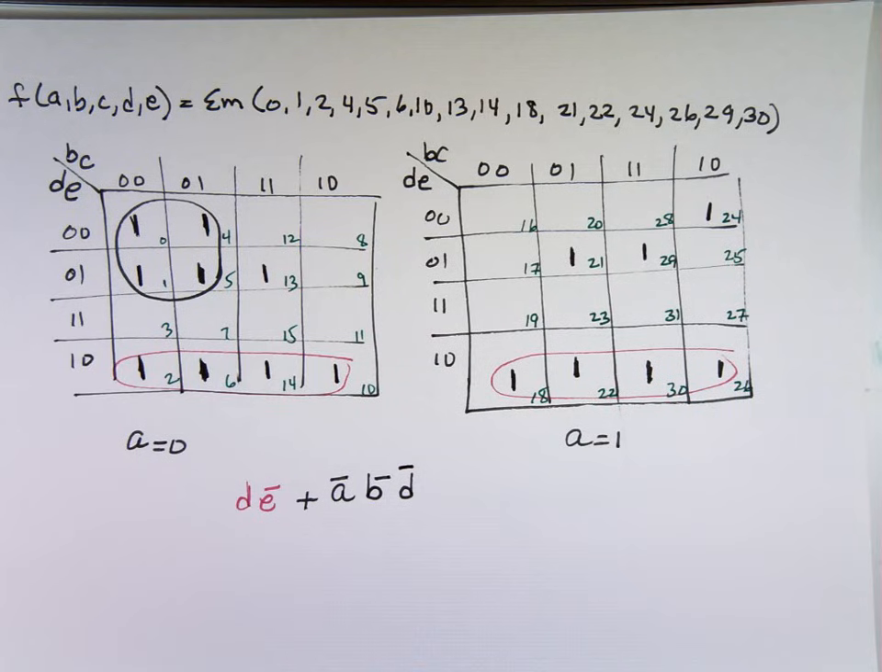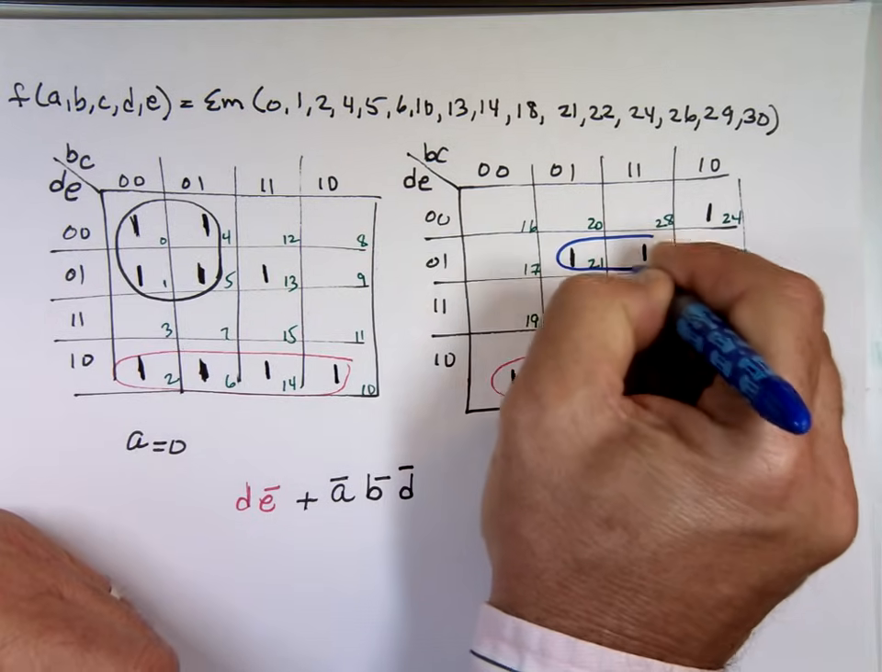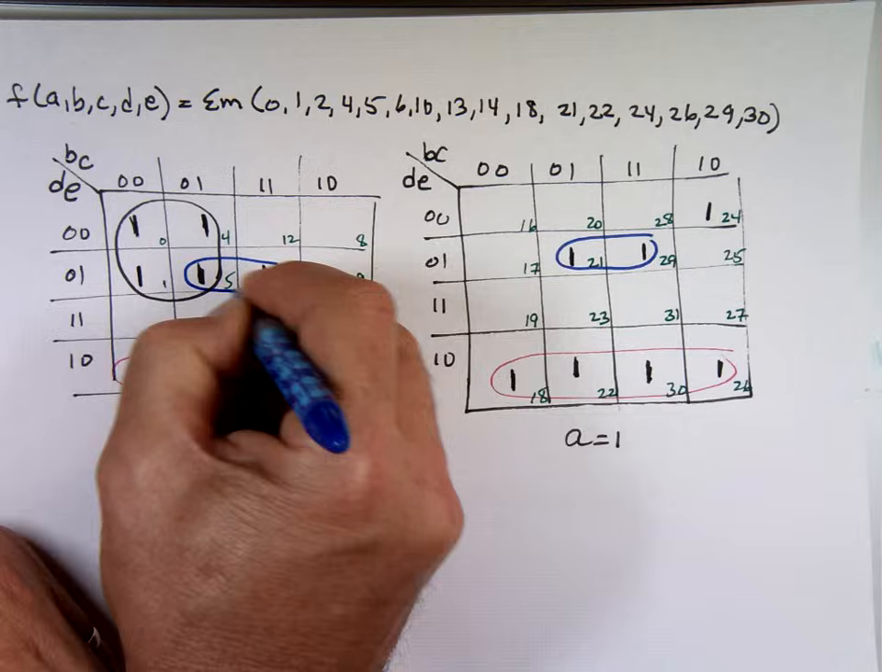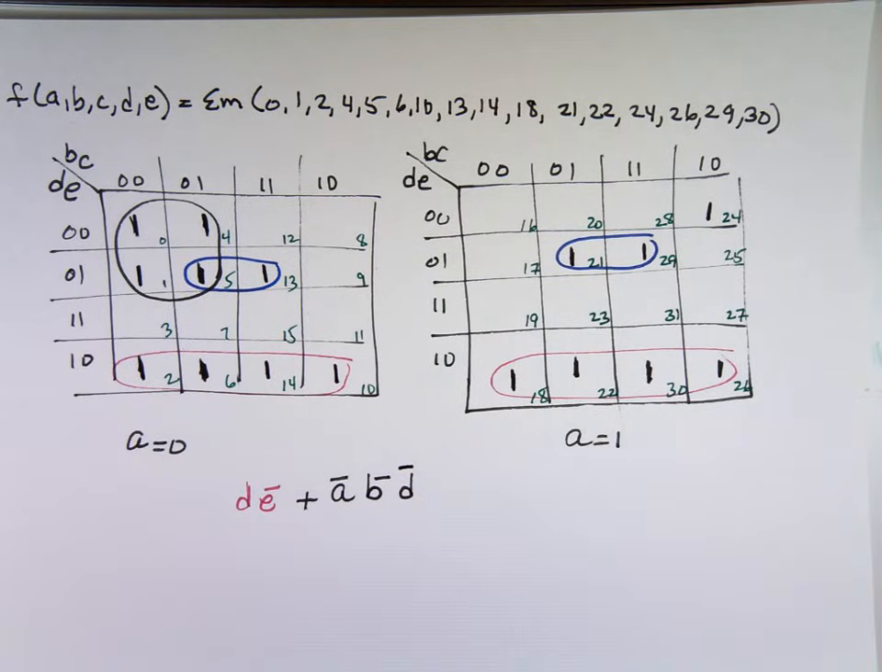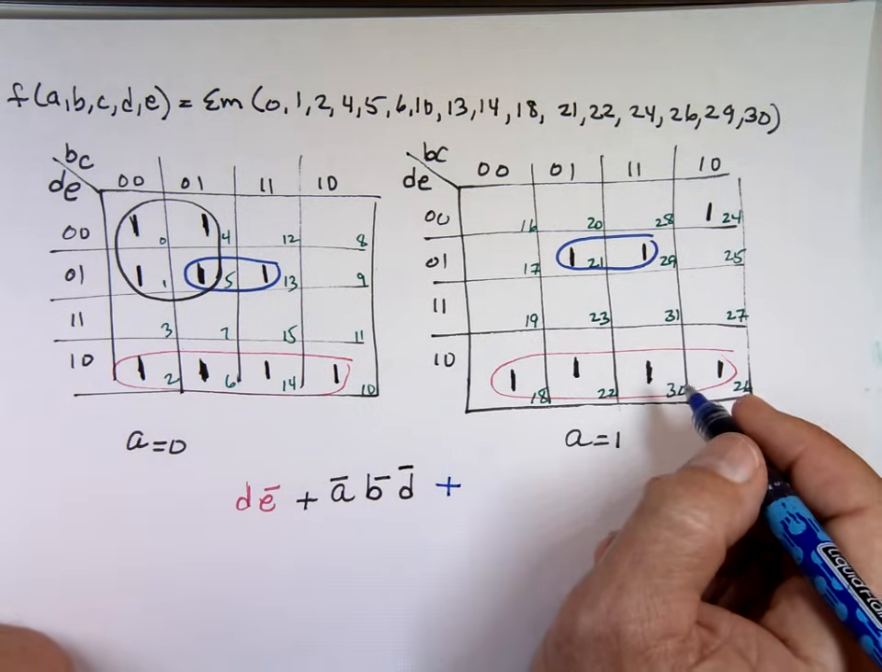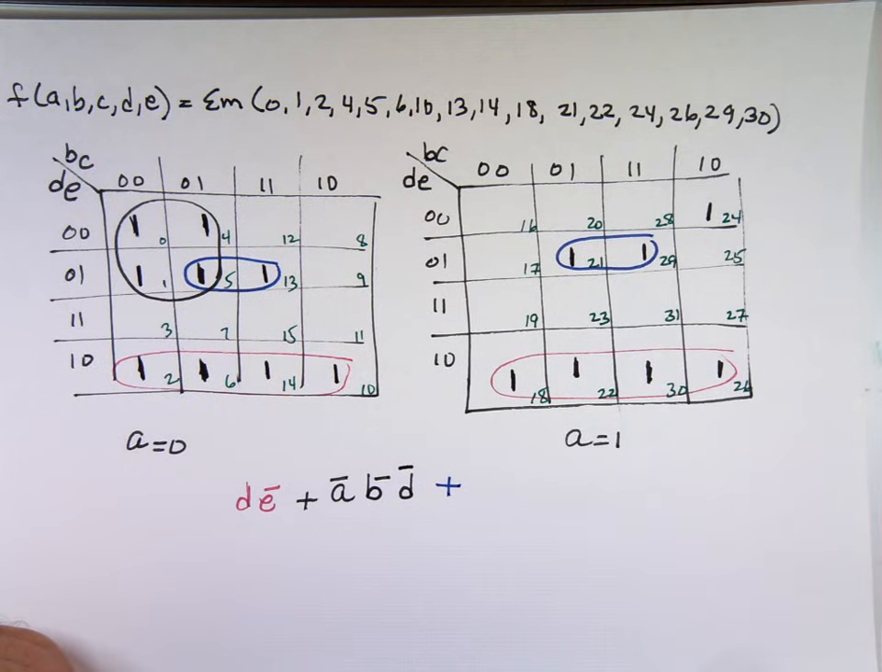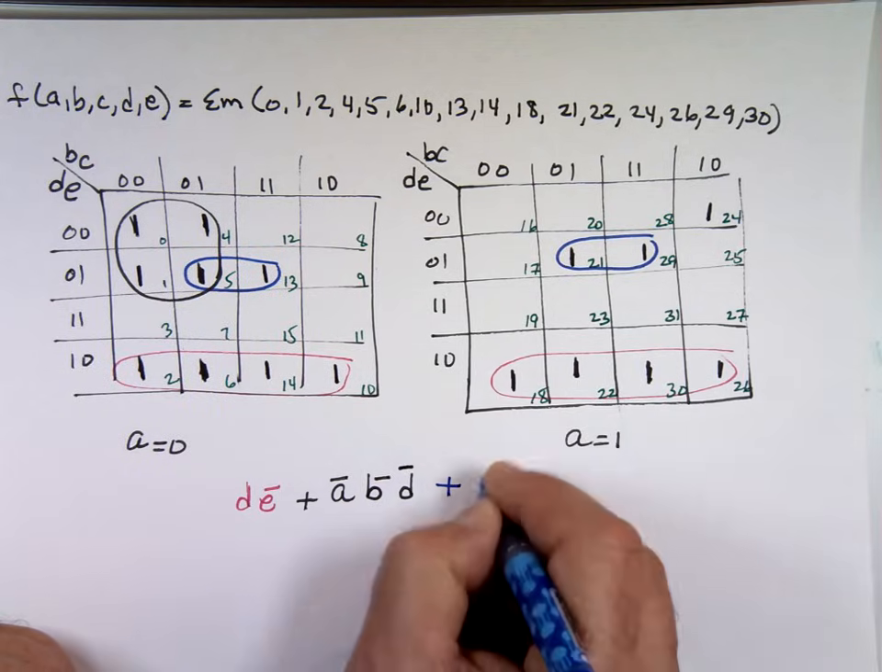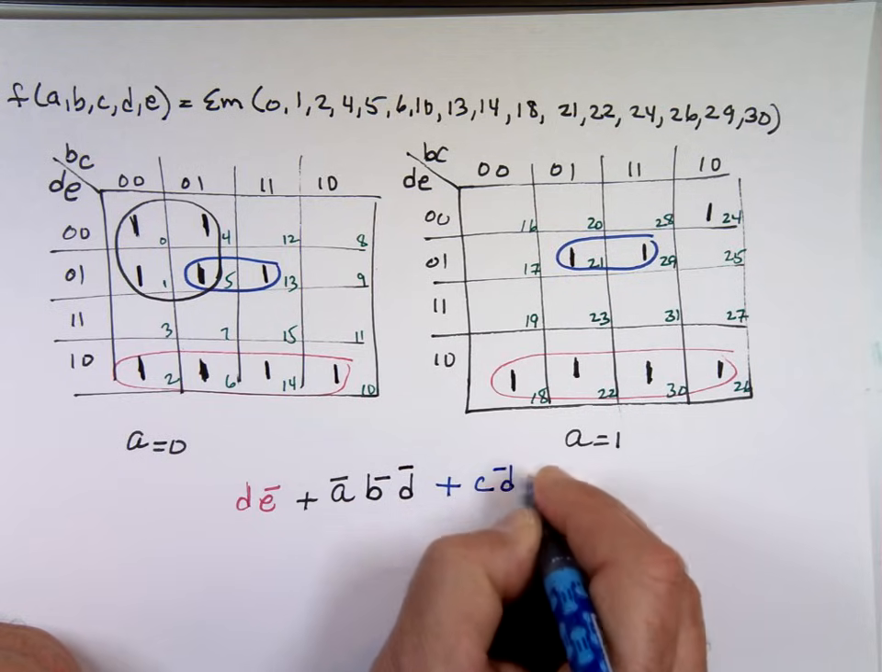How about 21, 29, and 5 and 13? Sure, why not? There's a group of 4 right here. See them? These two with these two. They're on top of each other. There's 4 of them. And that will make it what? A is gone, right? B is gone. C is 1, that's good. D naught and E.